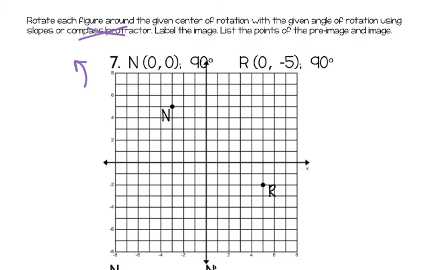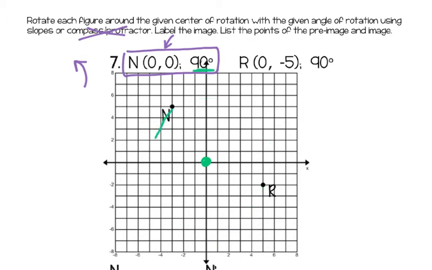So number 7, it says n is 0, 0. It means n is going to be rotated around the point 0, 0. So 0, 0 is my point of rotation for point n. So I'm going to mark my point of rotation, and I'll do that with green. So what that means is n is going to rotate around with the green point being the center. So it's going to rotate around that pathway, and I want it to go 90 degrees.